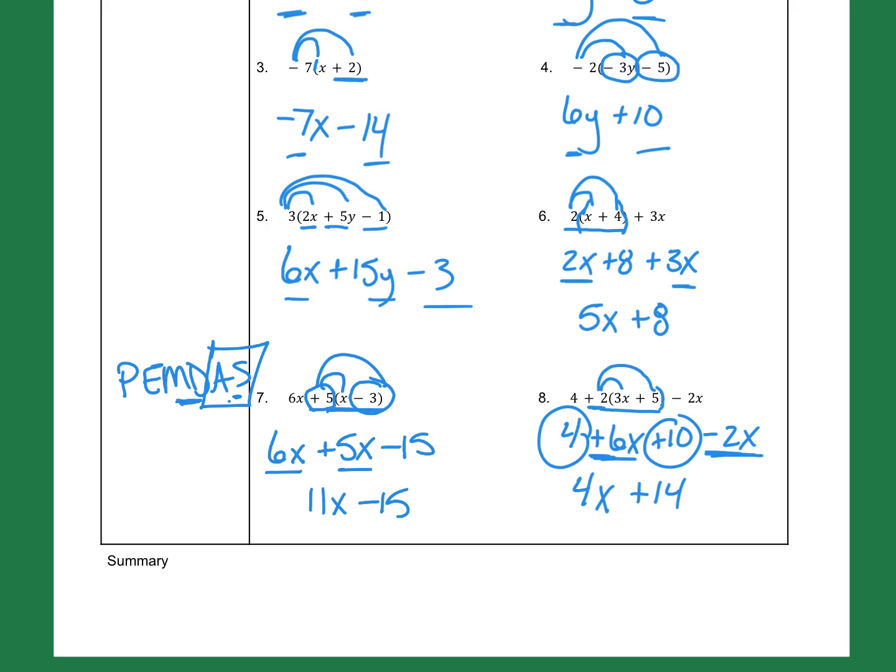So be careful with your integer rules. You're multiplying whatever is outside the parentheses times anything inside the parentheses. Especially on number 8, this is a common mistake. Do not add the 4 and the 2 first. We do not want to add those first. We're going to do distributive property first because we have to follow order of operations.